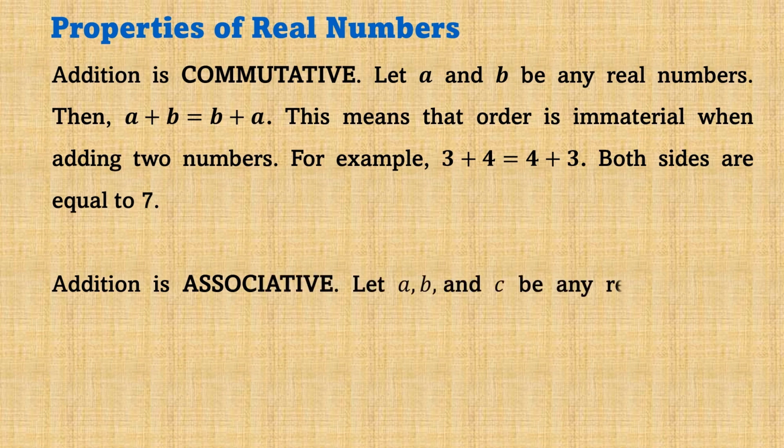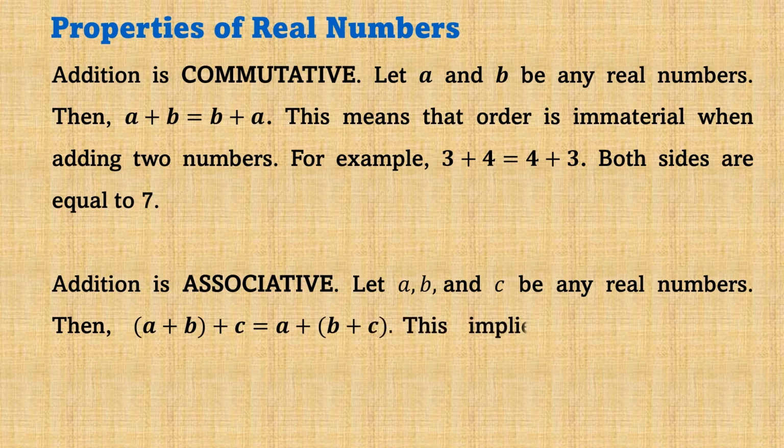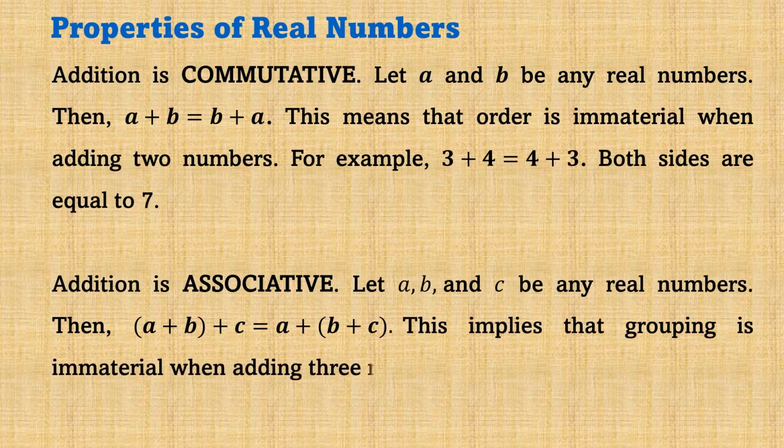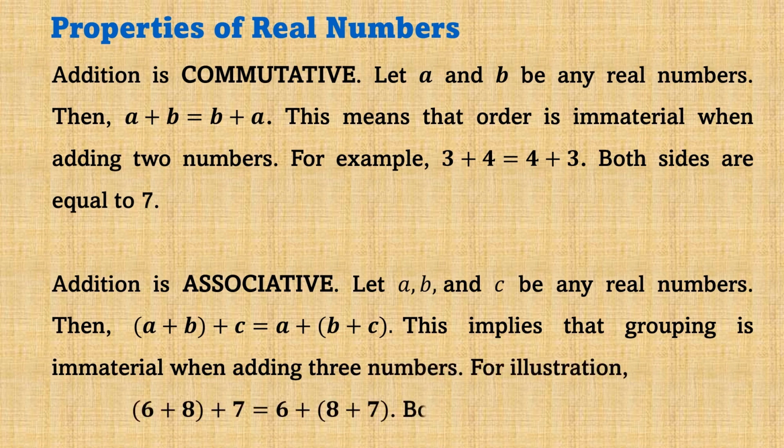Another property is addition is associative. Let a, b, and c be any real numbers. Then, the quantity of the sum of a and b added by c is equal to a plus the quantity of the sum of b and c. This implies that grouping is immaterial when adding three numbers. For illustration, the sum of the quantity 6 plus 8 added to 7 is equal to 6 plus the quantity of the sum of 8 plus 7. Both sides are equal to 21.